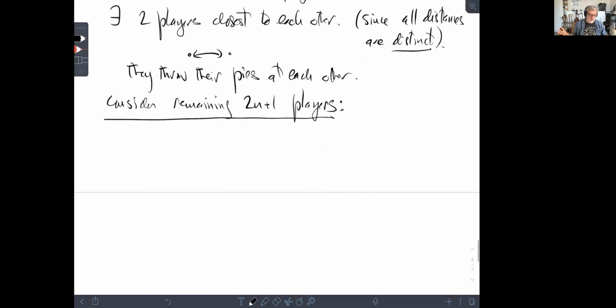So there are two cases. Warning, be very careful with that. You don't want to go too fast. So there are two cases.